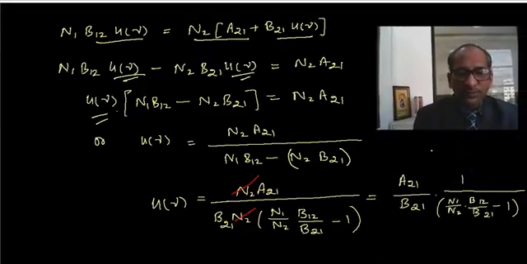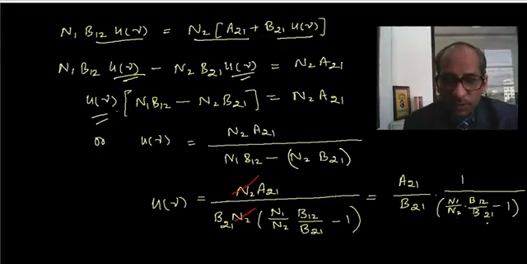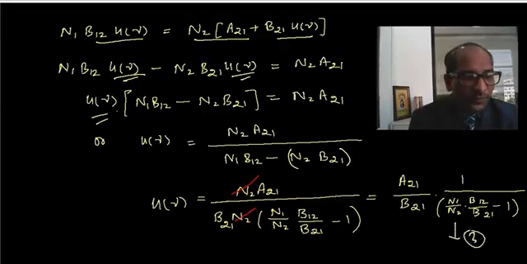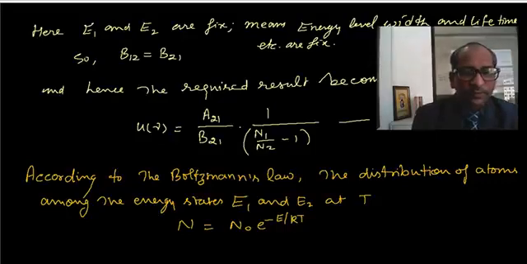And with further simplification, N2 cancels out, and you can write it this way: A21 upon B21 into 1 upon the term N1 upon N2 times the ratio B12 upon B21, minus 1. So this is equation number 3.